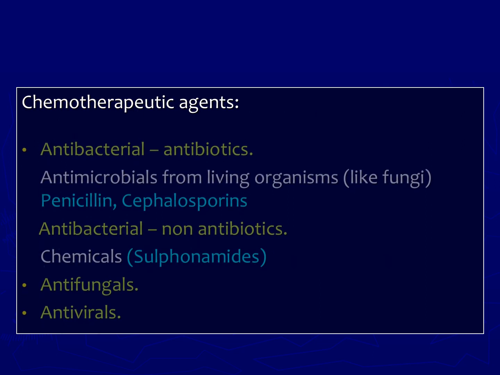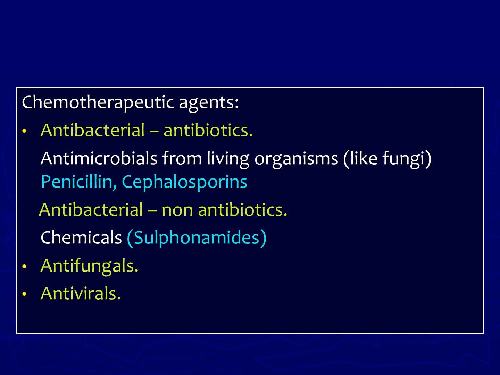Remember, chemotherapeutic agents, as I told you, may be antibacterial. These antibacterials further may be of two types. They may be antibiotic in nature and non-antibiotic in nature. Antibiotic means those antimicrobial agents which are derived from a living organism, like from fungi, etc. Examples are penicillin, cephalosporins, etc. While the non-antibiotics are not obtained from living things, rather they are chemical in nature, synthesized in the lab.